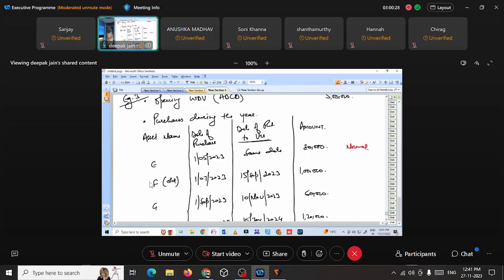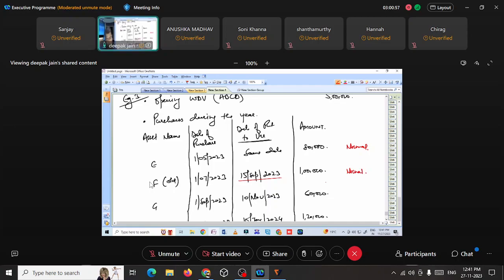Purchased 1st July, put to use 15 September. So 15 September 2023 to 31st March 2024. The asset is put to use on 15 September, from 15 September 2023 to 31st March 2024. So what is the period of use? More than 180 days. Normal. What should be the rate of depreciation, normal or half? Normal.